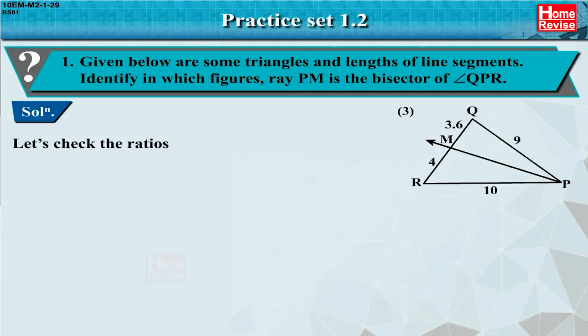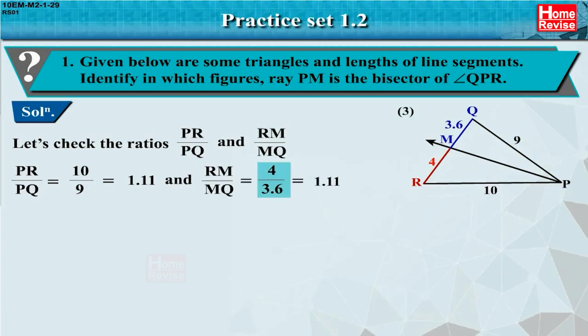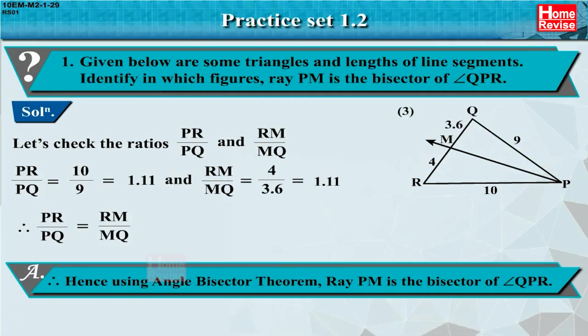3. Let's check the ratios PR upon PQ and RM upon MQ. PR upon PQ is equal to 10 upon 9, which is equal to 1.11, and RM upon MQ is equal to 4 upon 3.6, which is equal to 1.11. Therefore, PR upon PQ is equal to RM upon MQ. Hence, using angle bisector theorem, ray PM is the bisector of angle QPR.